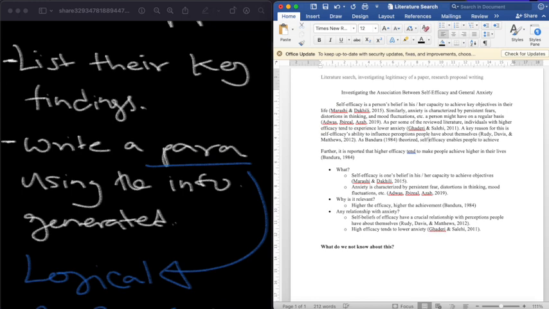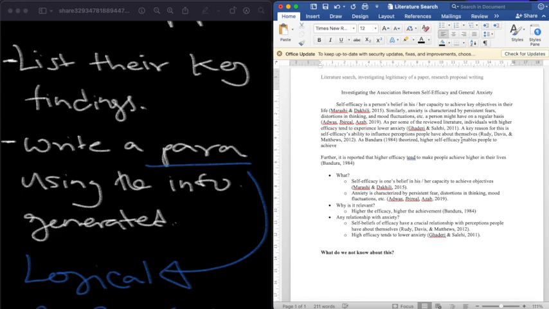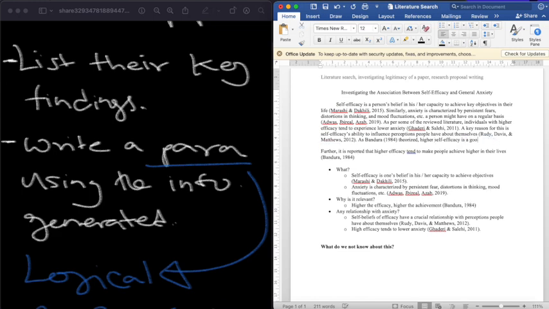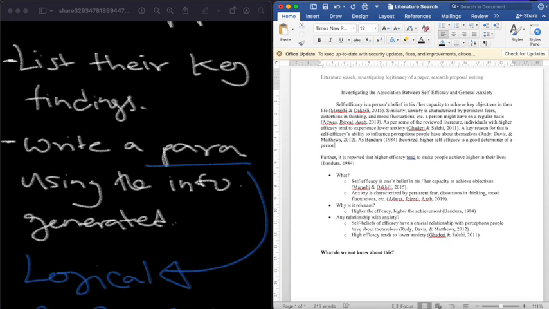Okay, say self-efficacy enables people to achieve, as Bandura 94 theorized, higher self-efficacy is a good, let's say, determiner of a person's capacity to achieve. Okay, now like this. Okay, now I'm going to delete this one. I don't need this.